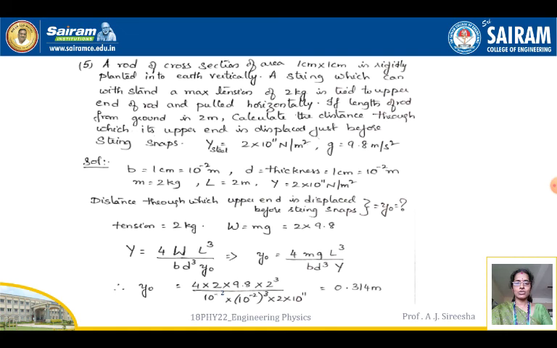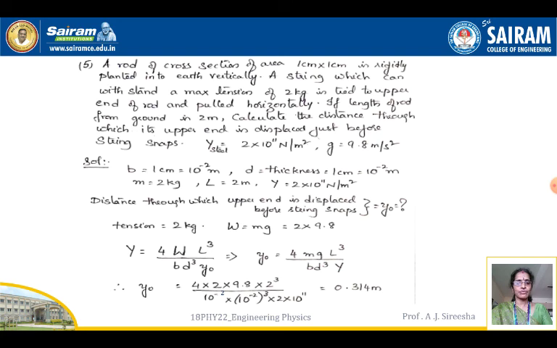So tension T is 2 kg. So W becomes mass into g, M into g, so 2 kg mass into 9.8 as g is given. That becomes W. We know that Y is equal to 4WL cube by BD cube into y0. This is the Young's modulus expression of a single cantilever which we have derived in the theory part. So use that formula to get the value. Here Y is given, W is given, L is given, B is given, D is given. So you have to calculate y0.